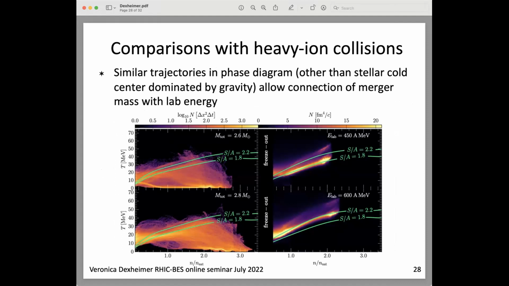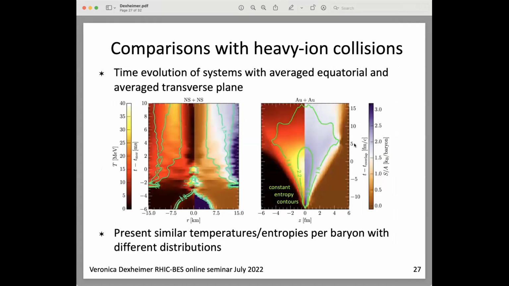So the time frames are very different. I'm not sure, yes, it's here in the legend. Sorry, it's hard to see. So in mergers, everything happens on a millisecond scale. It depends on the mass. The more massive, the faster it happens. But I would say it stays between a few and many milliseconds. So it's a very different time frame from the heavy ion collisions, which is shown here in fm/c.